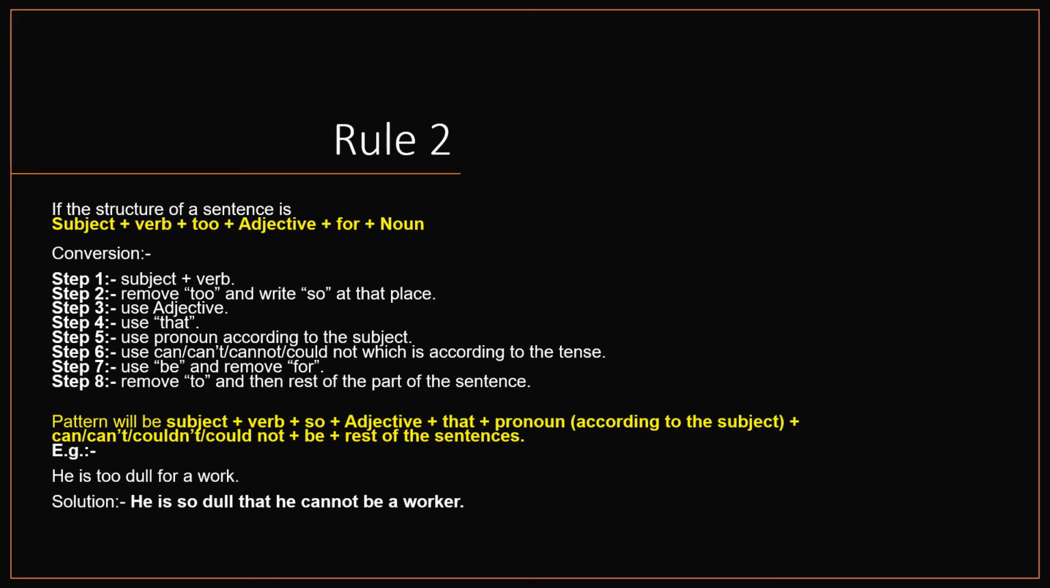Step 6, use can, cannot, can't, could not, according to the tense of the sentence. Step 7, remove to and then the rest of the part of the sentence. So the pattern will be subject plus verb plus so plus adjective plus that plus pronoun according to the subject plus can, can't, couldn't, could not plus be plus rest of the sentence.